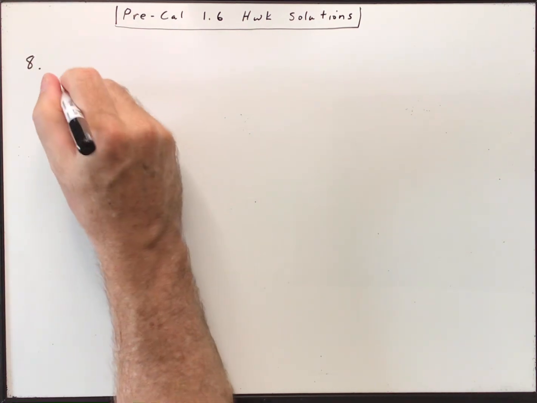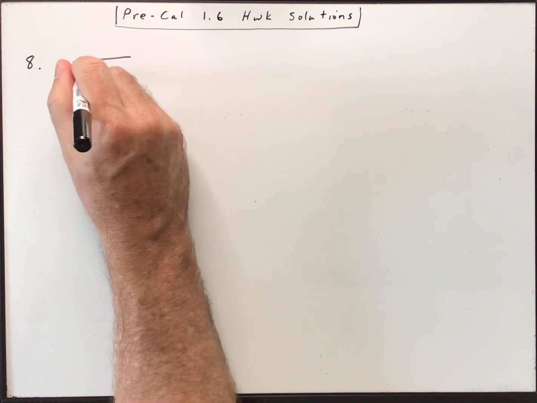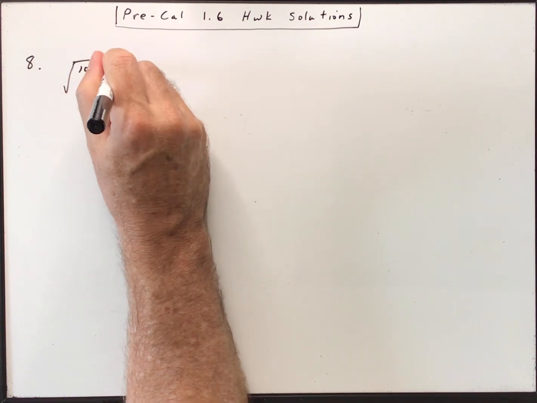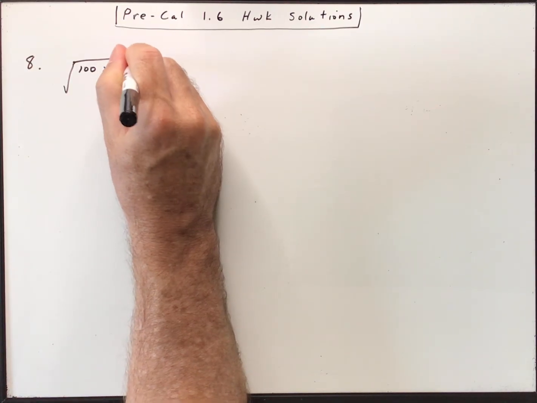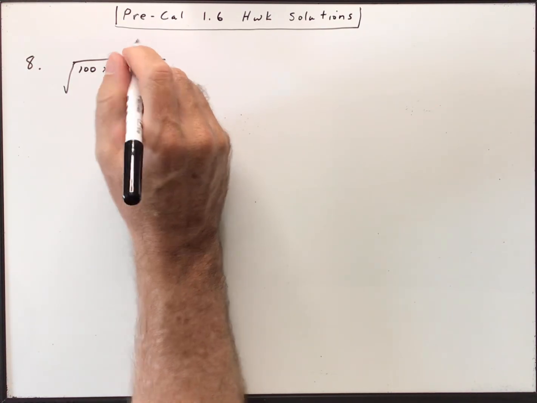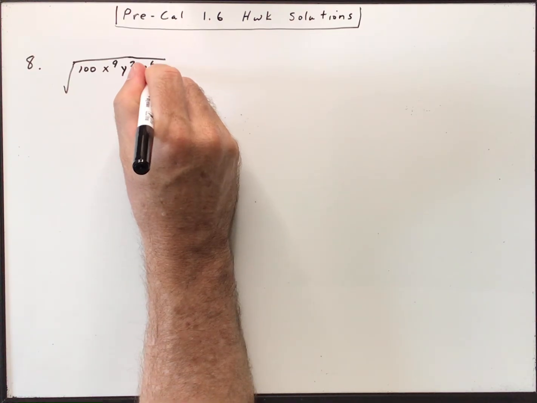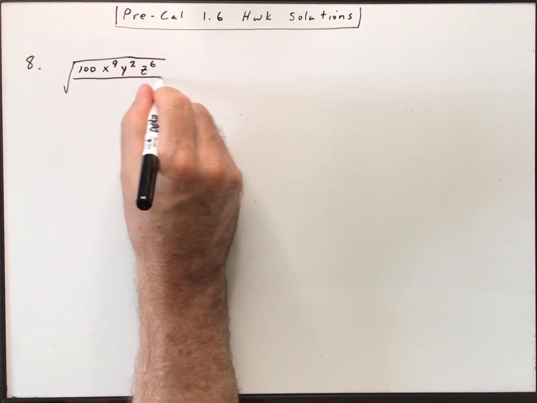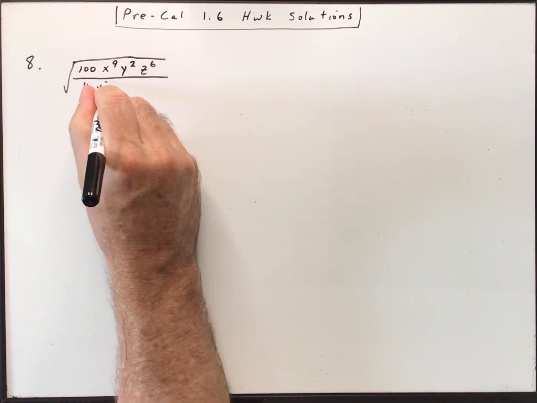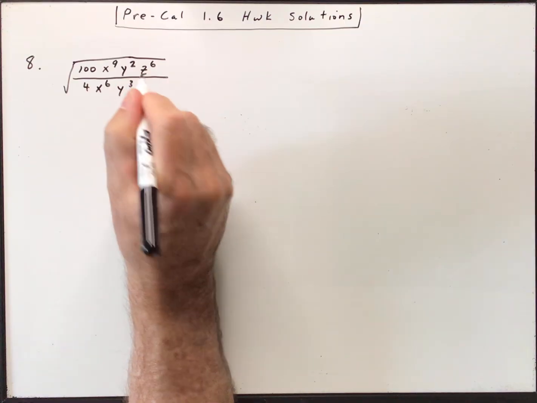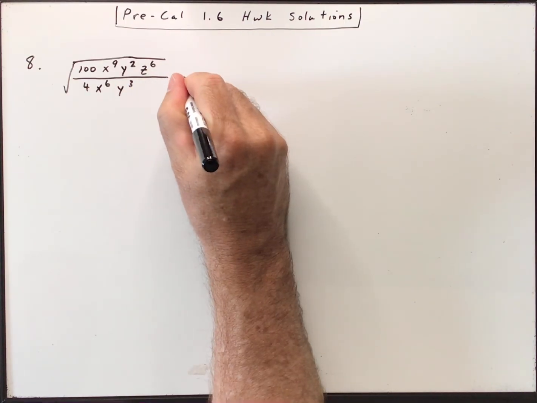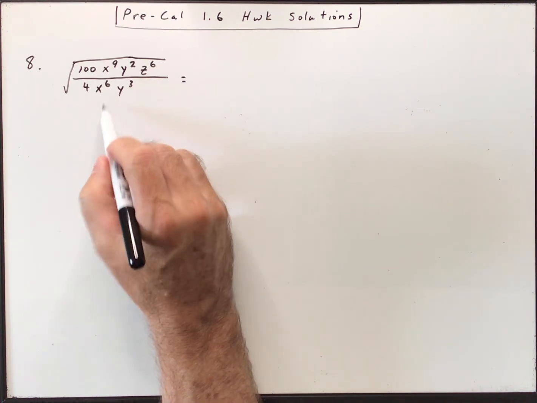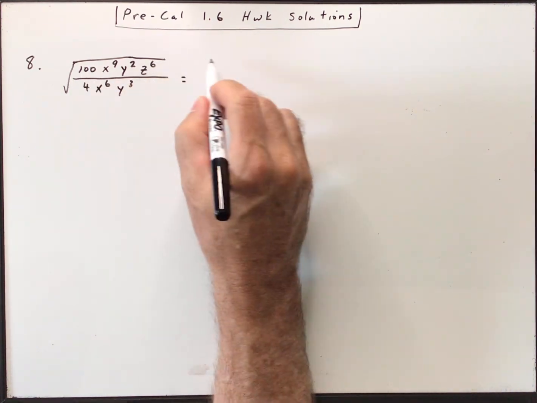So we want to simplify the square root of 100 x to the 9th y squared z to the 6th over 4x to the 6th y cubed. Okay, so let's simplify what we can. We're going to still have a bottom term, and then raise all of that to the 1/2 power.